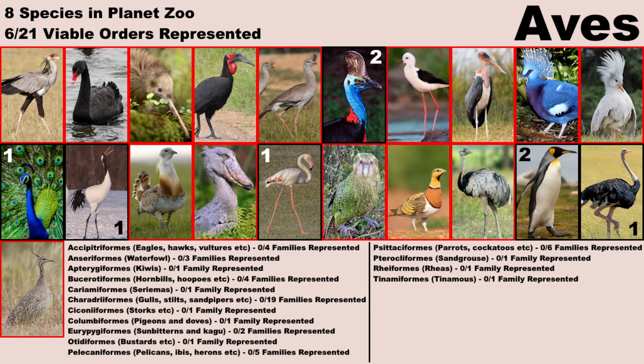So with this we've got the top 20 suggestions from the Meta Wishlist on the Planet Zoo forums, but what I've done is I've filtered them based on a number of things. So we've got three different versions. In the first one we'll look at the unrepresented orders, in the second one we will look at the unrepresented families, and in the third one we'll look at unrepresented genera.